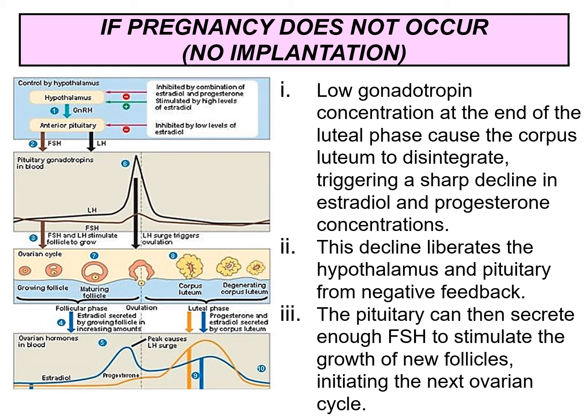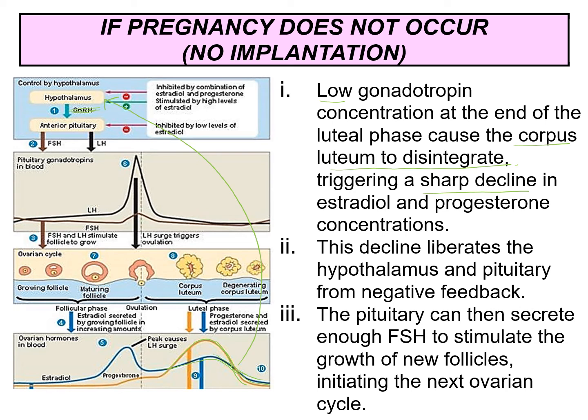Because of the negative feedback, the gonadotropin releasing hormone, the GnRH, concentration is low. So at the end of the luteal phase, it will cause the corpus luteum to disintegrate. Sebab tadi the high amount of estrogen and progesterone will affect the hypothalamus. So less GnRH causing the corpus luteum to degenerate. So the disintegration of the corpus luteum will trigger a sharp decline in estrogen and progesterone. Nampak tak dia menurun sekarang?